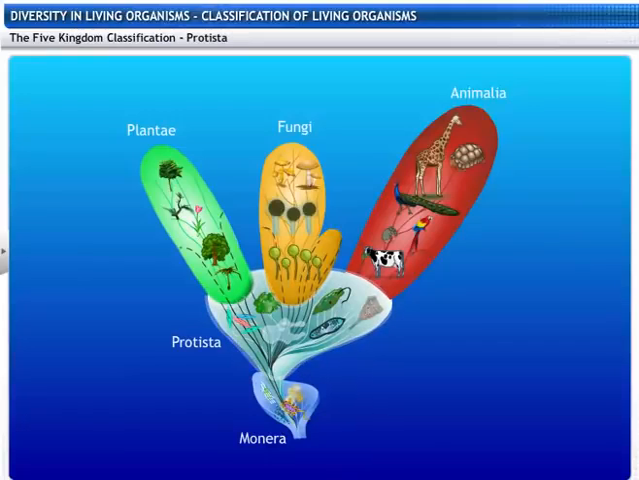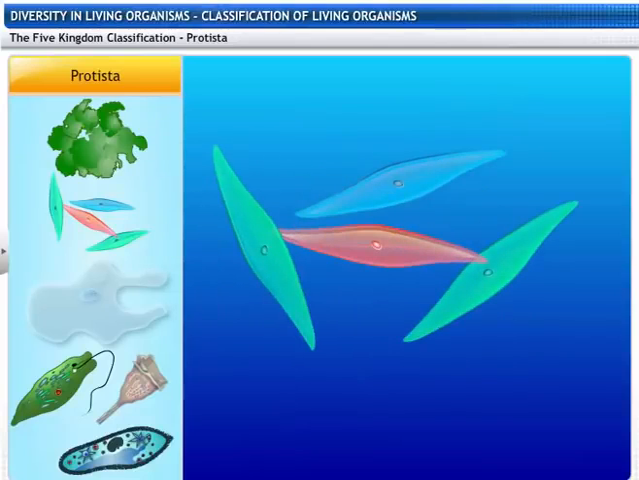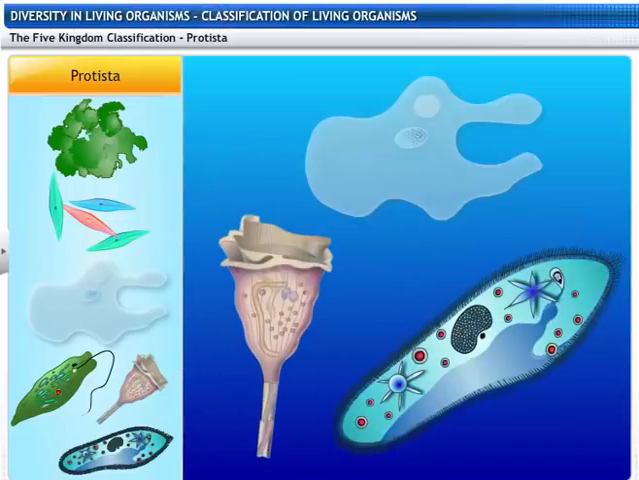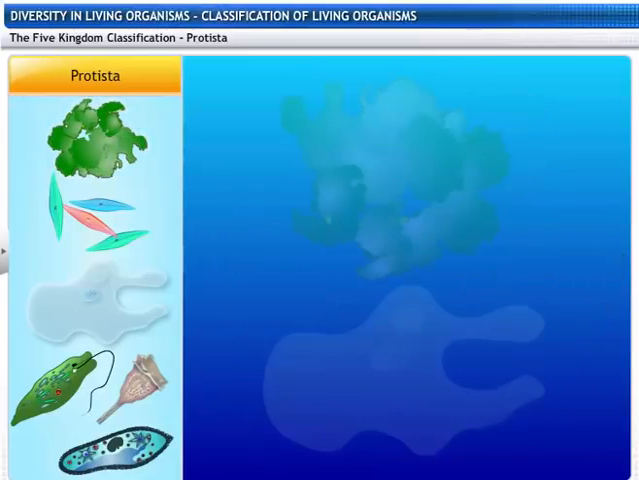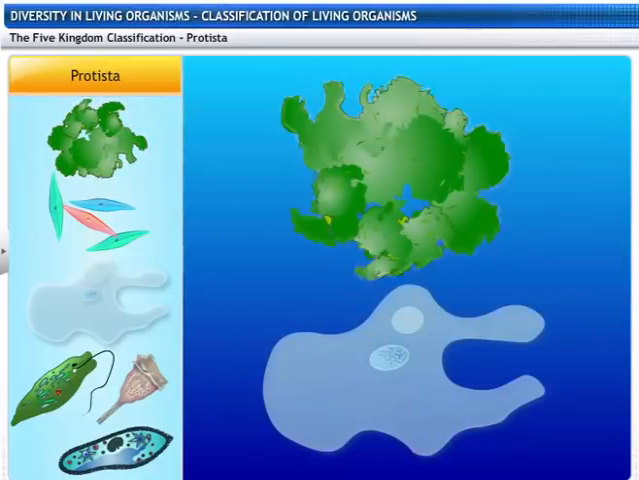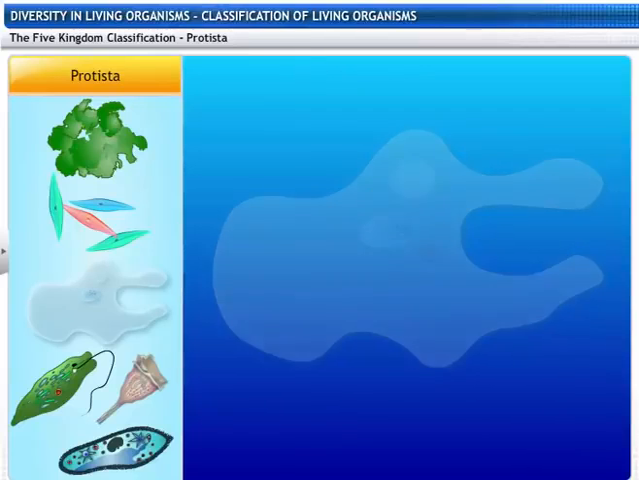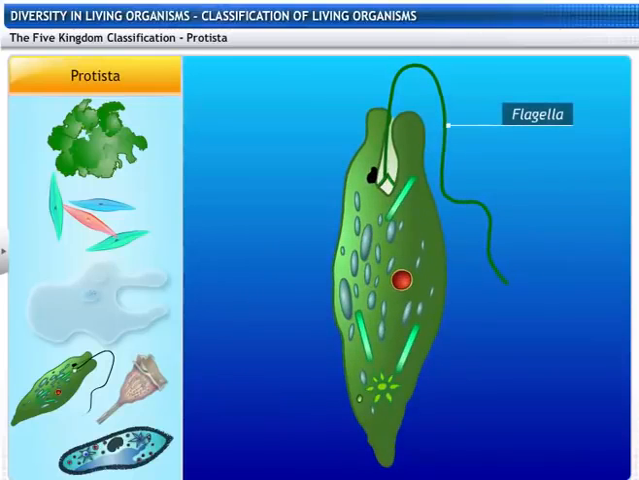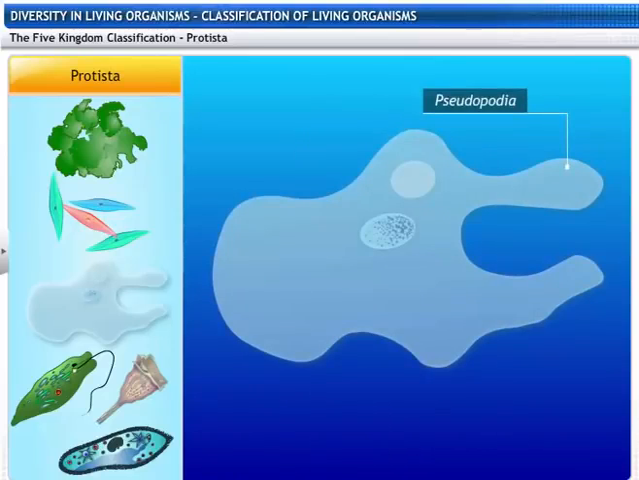Members of the kingdom Protista are algae, diatoms, and protozoans. Protists include plants and animals. Their mode of nutrition can be autotrophic or heterotrophic. They are unicellular and the simplest form of eukaryotes. Some protists move with whip-like flagella, hair-like cilia, or finger-like pseudopodia.